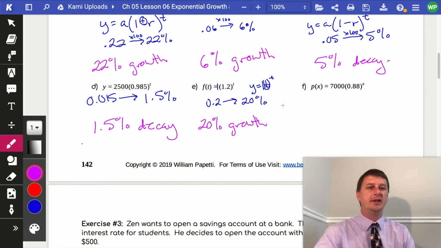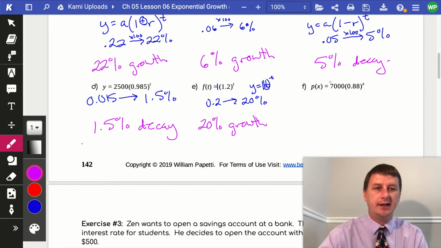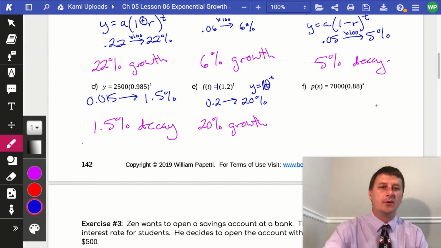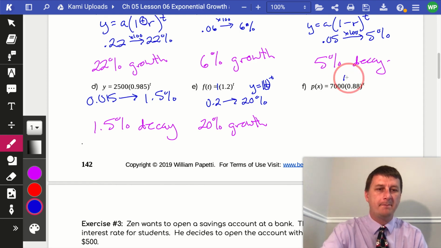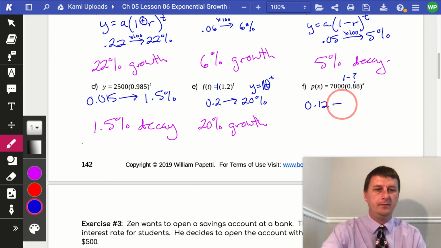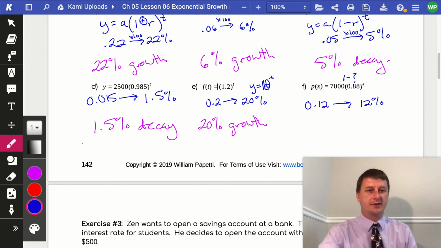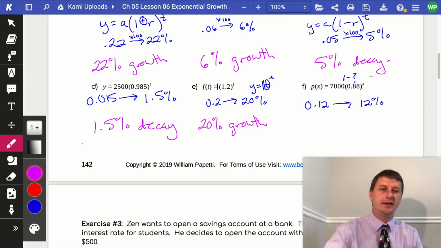And our final one, p of x is equal to 7,000 times 0.88 to the power x. We're going to notice that inside those parentheses, it's a number less than 1. And how much less than 1 are we? And 0.88, well, 1 minus what will give you 0.88? And that's going to be 0.12. And 0.12 as a percent, obviously, is going to be 12%. So this function represents a 12% decay.